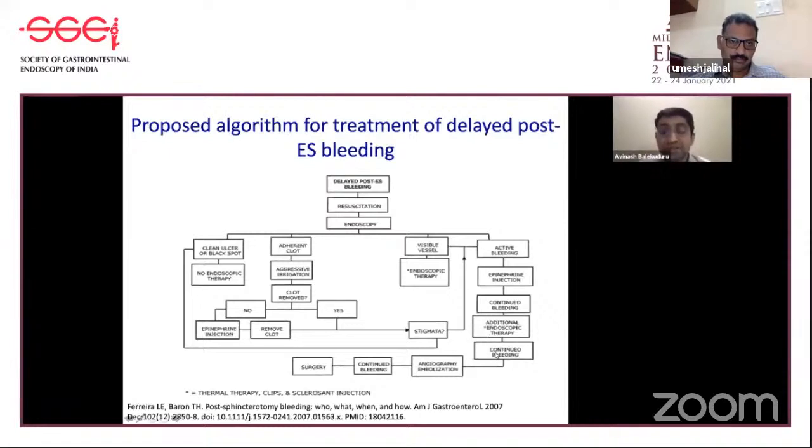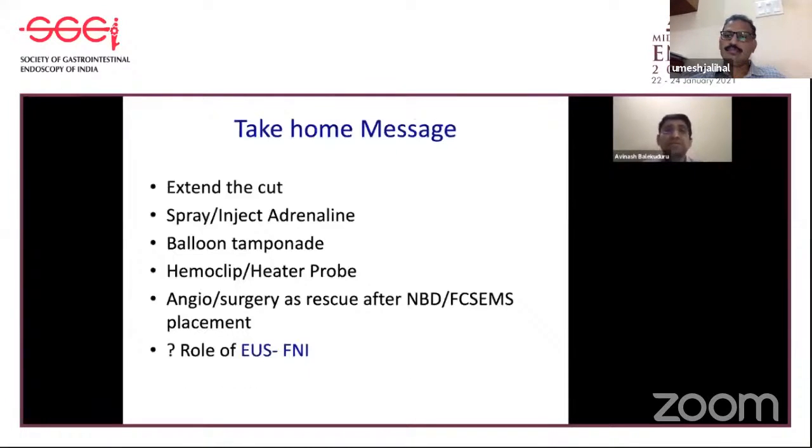If it continues to bleed, then the rescue will be angiography, embolization, or surgery. So the take home message is always extend the cut, complete the cut. Don't do a half cut, because then the vessel recoiling will be a problem. Either we spray or inject adrenaline, predominantly diluted 1:10,000.